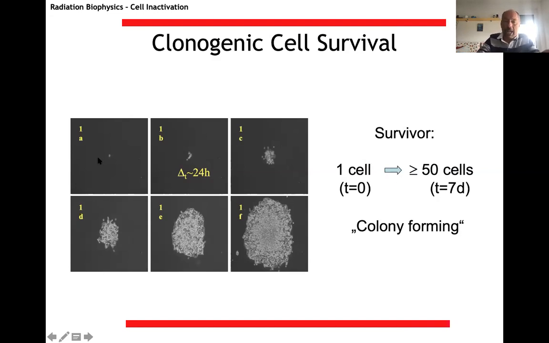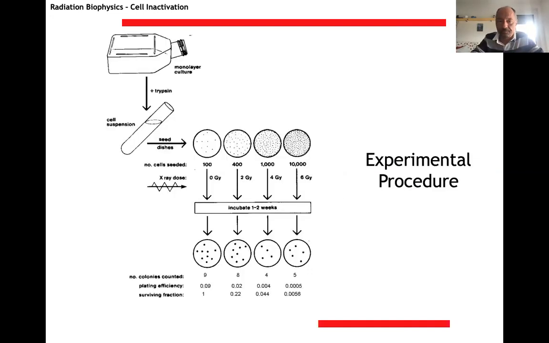So if you start with 1 cell, if you plate, let's say, 1,000 single cells after irradiation, and if after 1 week you have 500 colonies larger than 50 cells, this gives you a survival of 50%. That's the simple definition. And in fact, experimentally, this can be done in this way.